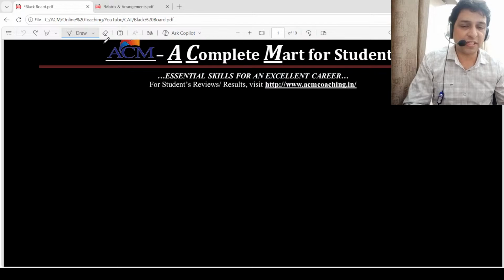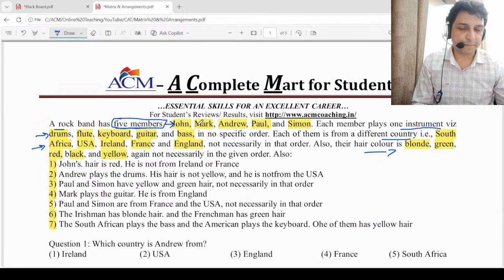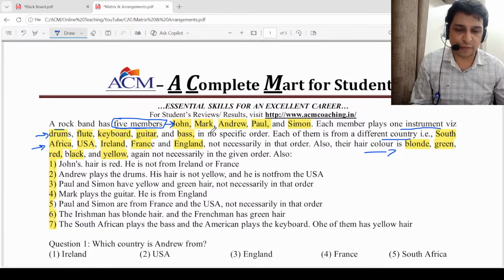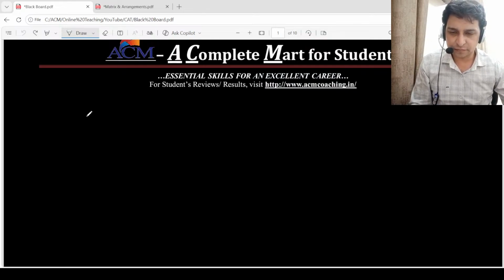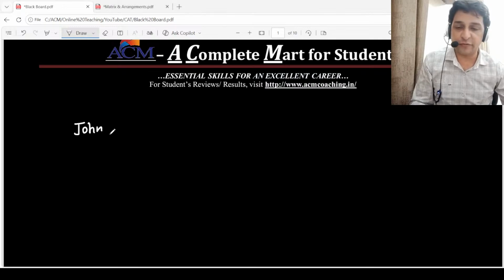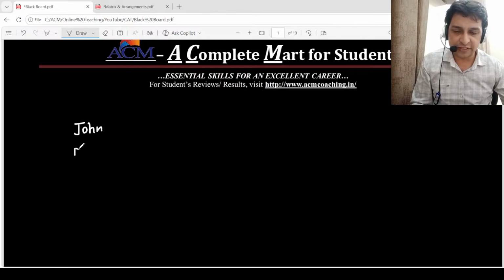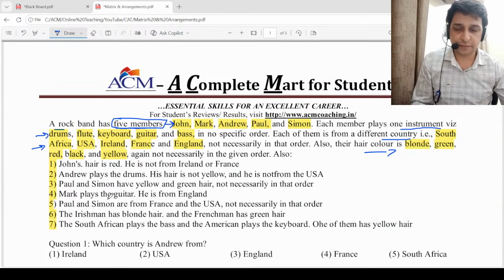Now let's start with this question. Now, what is this matrix method? First of all, we're going to write the names of all the group members, that is John, Mark, Andrew, Paul, and Simon. So let's write their names. We can write the names in a vertical line or horizontal way, whichever you would like. So we're going to write it vertical first. We have John, we have Mark, we have Andrew, then we have Paul, and then we have Simon. There are 5 group members.